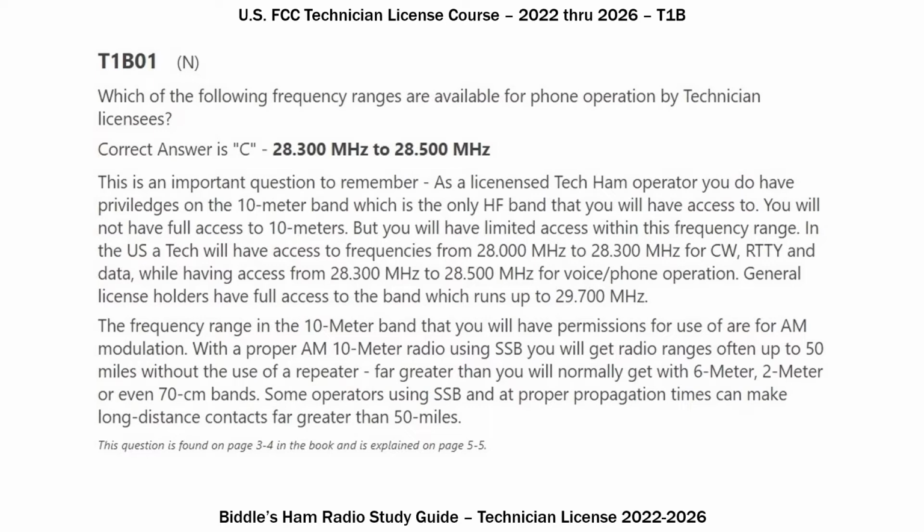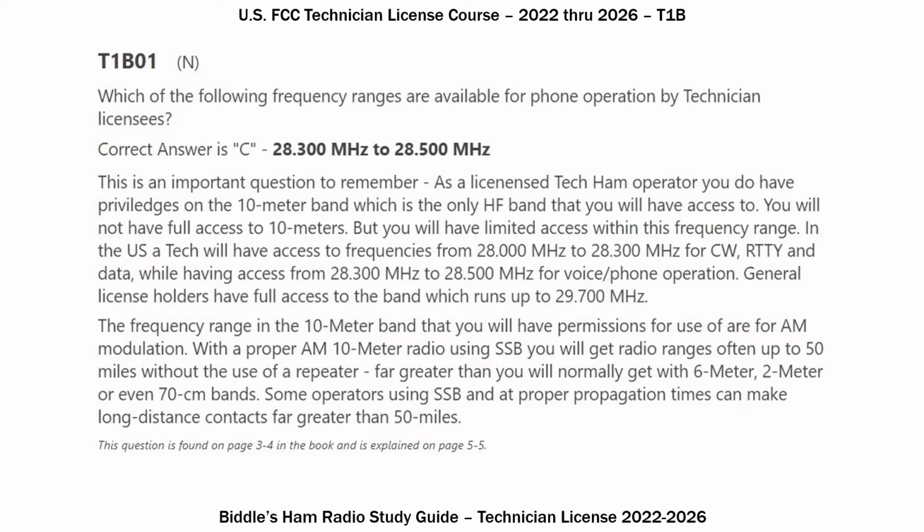The tech will have access from 28.3 megahertz to 28.5 megahertz for voice or phone operation, with voice or phone being the same thing. General license holders have full access to the band, which runs up to 29.7 megahertz. The frequency range in the 10 meter band that you will have permissions to is for AM modulation only, not FM modulation.